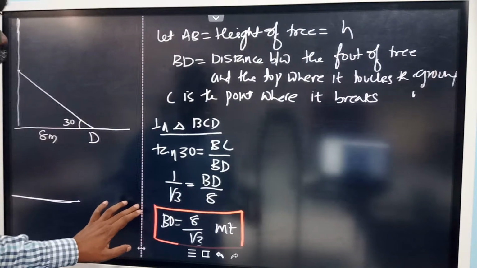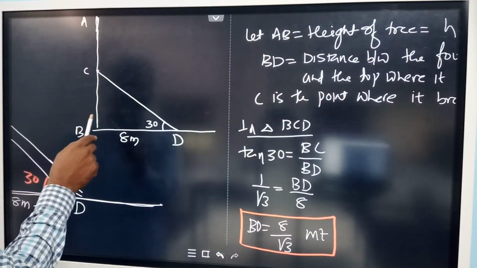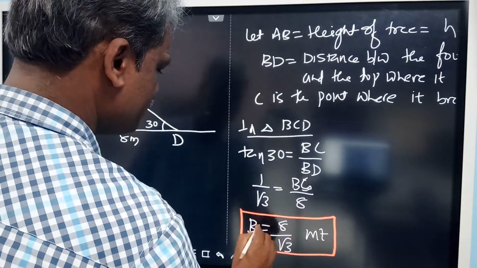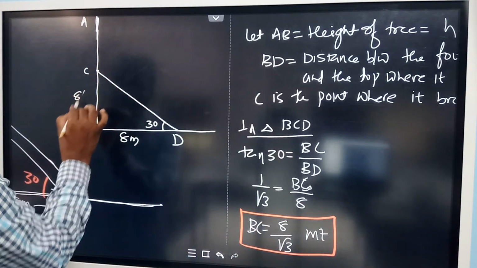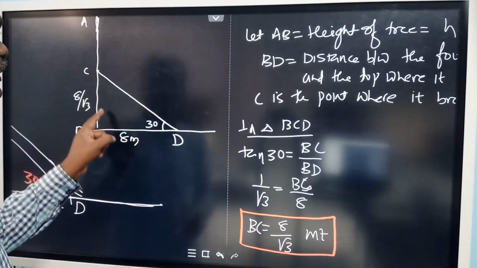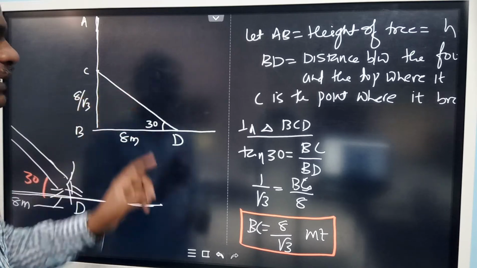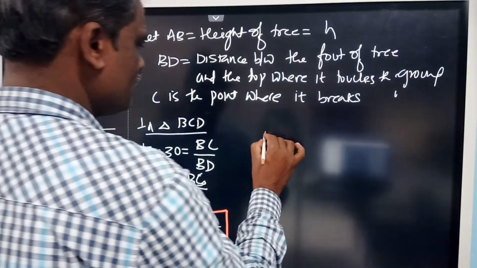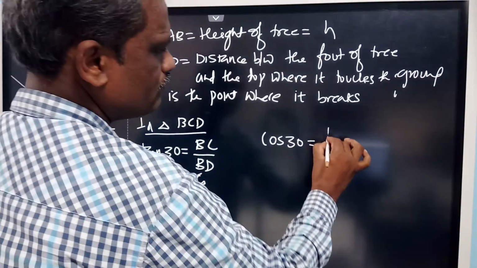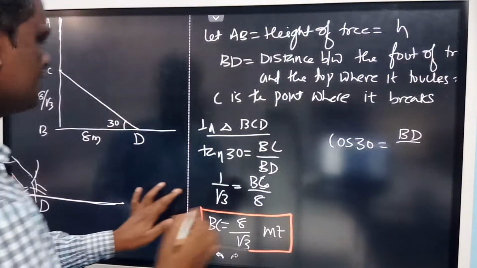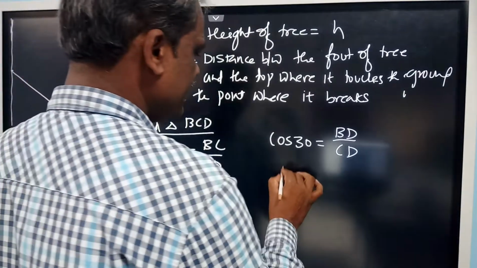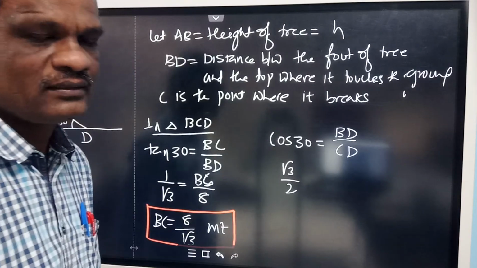Similarly, we got the BC length, 8 by root 3. Similarly, you find out the CD. That can be found out using adjacent by hypotenuse. So we can write cos 30 degrees. Cos 30 degrees is equal to adjacent side here BD by hypotenuse here CD. What is cos 30? Root 3 by 2.